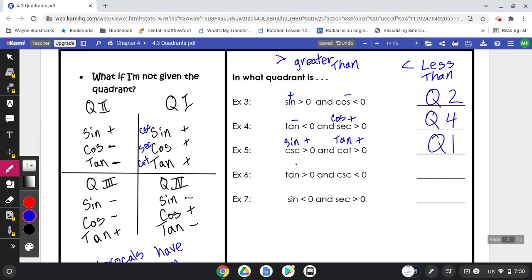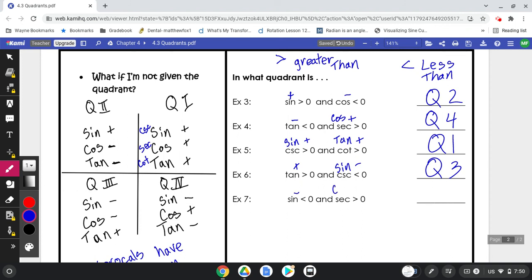Next one, tangent is positive. The cosecant, which matches up with sine, is going to be negative. So tangent positive, sine is negative. That would be Q3. And our final one, sine is less than 0, so sine is negative.